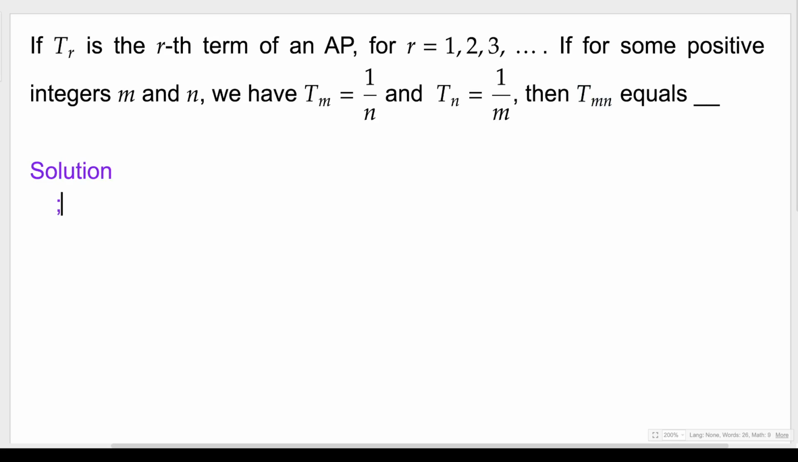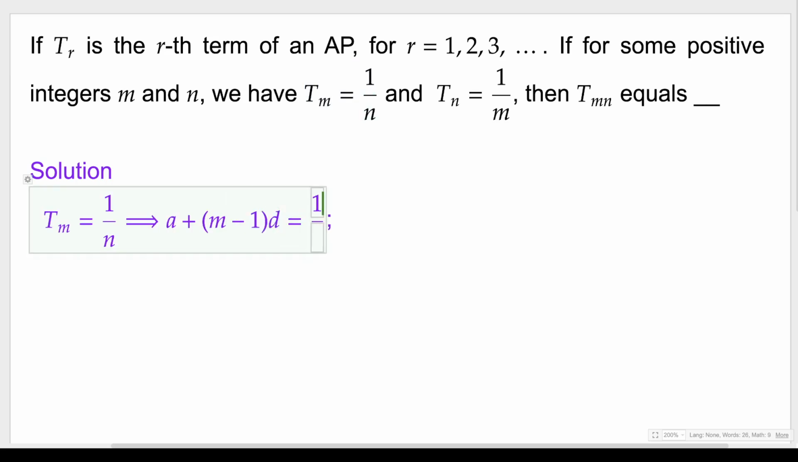So here you can observe that t subscript m is given as 1 over n. So this can be written as a plus m minus 1 times d, which is equal to 1 over n. Now if you observe the nth term, t subscript n is given as 1 over m. So this can be written as the first term, let's say a, plus n minus 1 times d, that is equal to 1 over m. Now I'll subtract this.